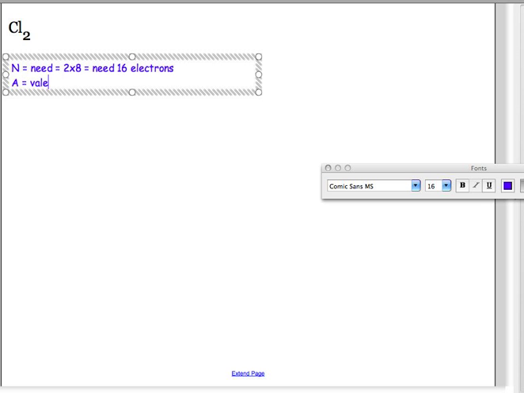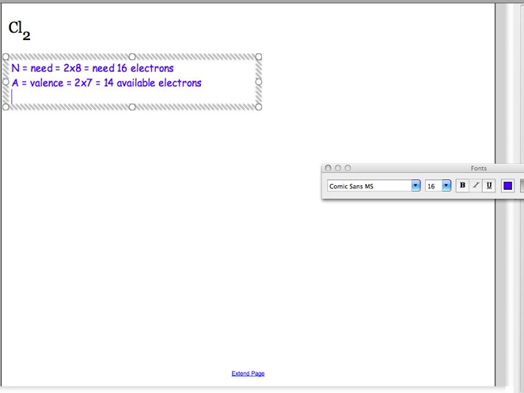Available are your valence electrons. So you have to look that up on the periodic table, and this is just normal chlorine. So each chlorine has 7, so we do 2 times 7, and we have 14 available electrons. And then for sharing, you just subtract the 2. So you do need minus available, and we have 16 minus 14. That gives us 2 electrons. And remember, for a bond to form, you need 2 electrons.